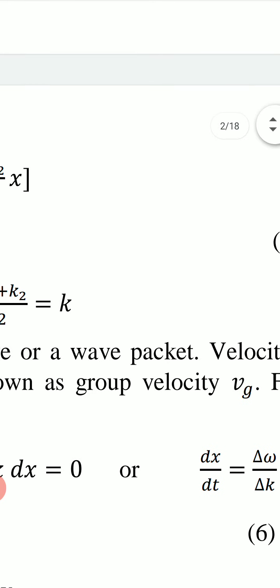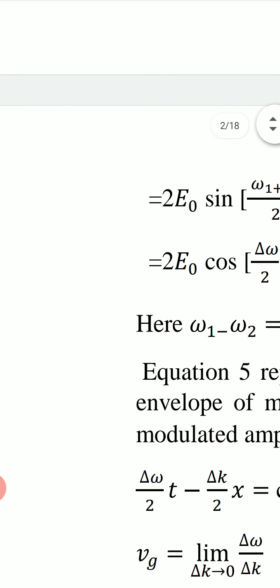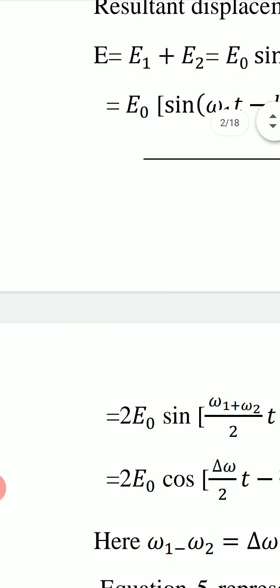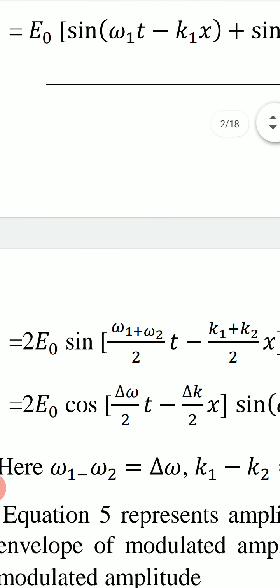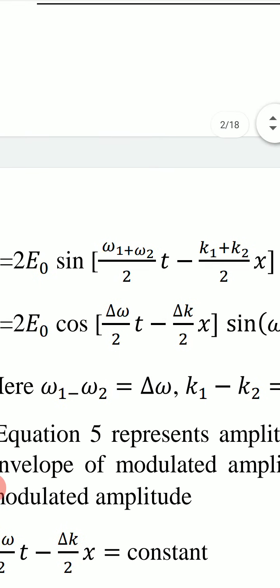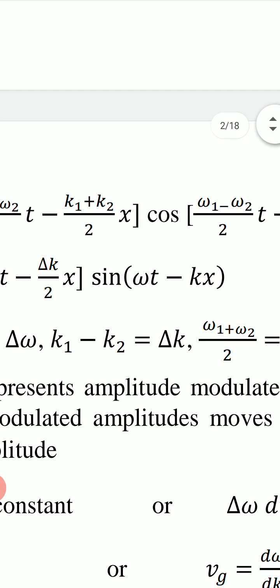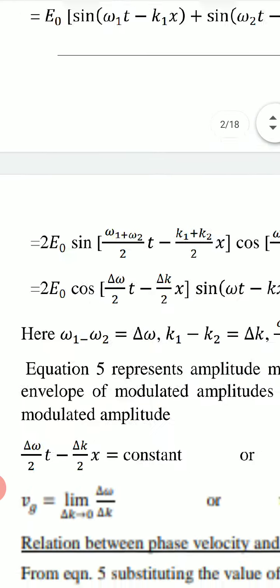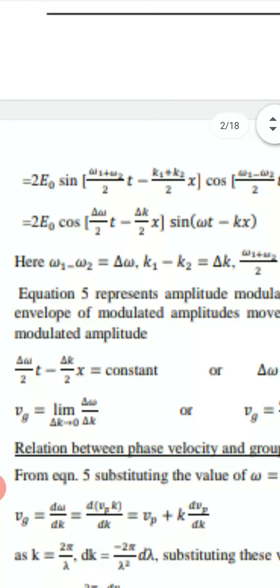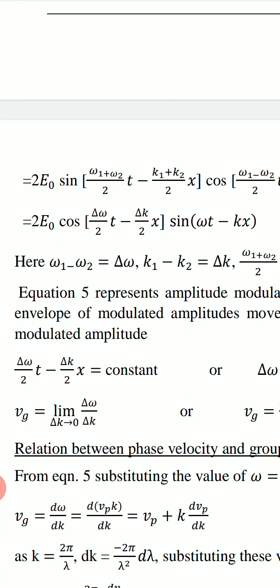This is equation 5, which represents E, the amplitude of the resultant wave. The amplitude of the resultant wave E is 2E0 cos of delta omega t by 2 minus delta k x by 2, multiplied by sine of omega t minus kx. Now we see that the amplitude of this resultant wave is 2E0 cos of delta omega t by 2 minus delta k x by 2. The term before the sine term is the amplitude.